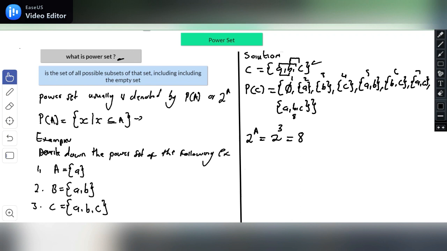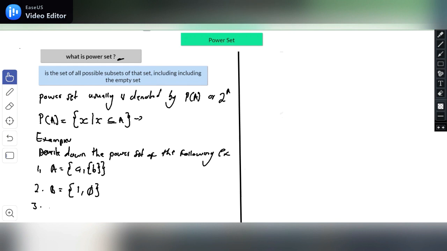So let me give you 2 examples that you can try to do. Let me just erase here. Okay guys, now we have 2 examples. The first is set A equals {a, b}, right? So how can we find the power set of set A? Okay, solutions.